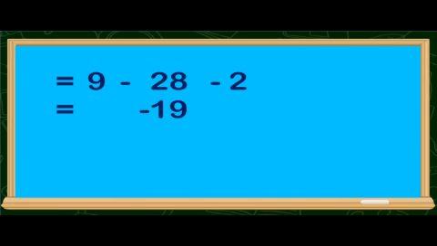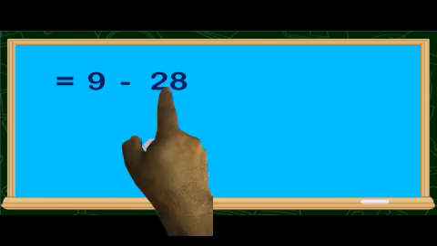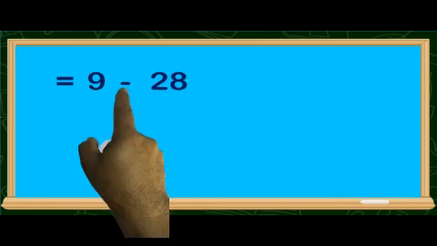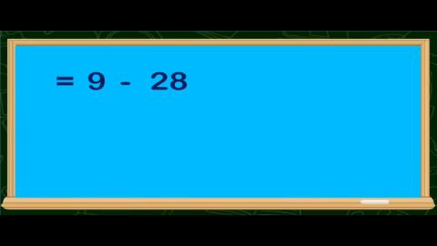Paano ito naging negative 19? In this expression, we are subtracting 28 from 9. When subtracting, change the sign of the subtrahend and change the operation from subtraction to addition. Therefore, 9 plus negative 28 is equal to negative 19. Don't forget to get the sign of the greater number. Therefore, the answer is negative 19.